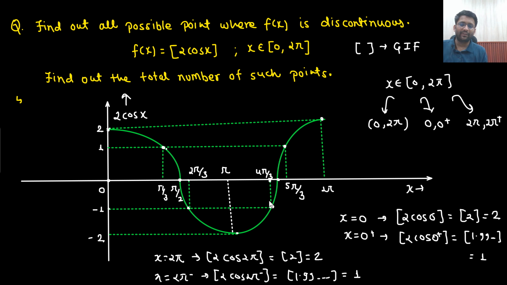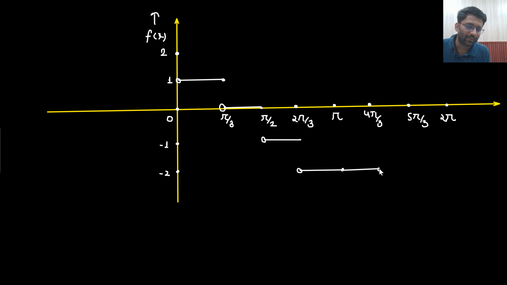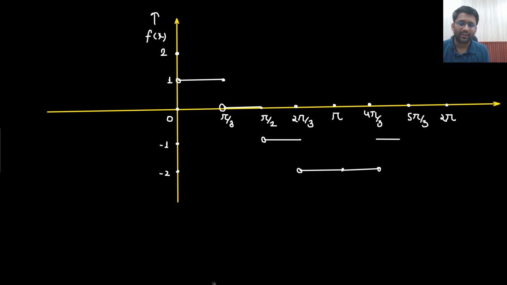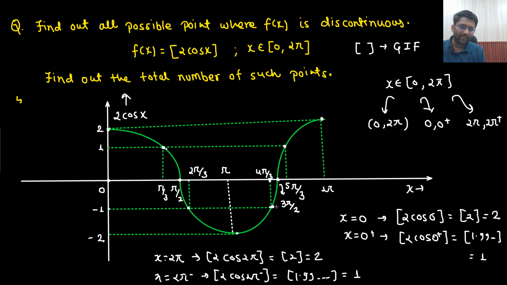And at 4 pi by 3, what will be the value? At 4 pi by 3, the value will be -1. See it very carefully. If you can see the graph carefully, then you will be able to know. Now between 4 pi by 3 and this point, what is this point? This point I will have to mark. This point will be nothing but 3 pi by 2. Okay. So between 4 pi by 3 to 3 pi by 2, I have to mark 3 pi by 2. Till that point, the values will be thrown.